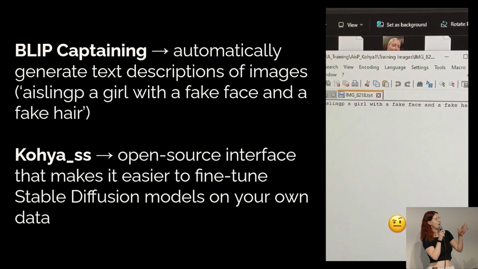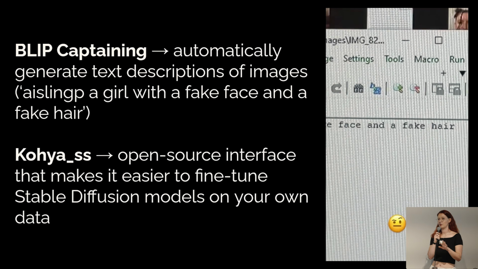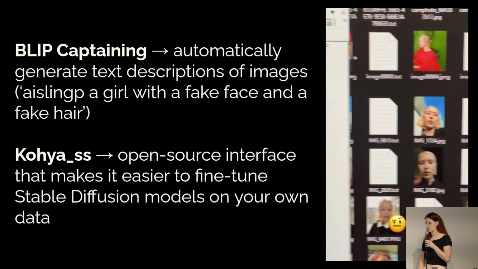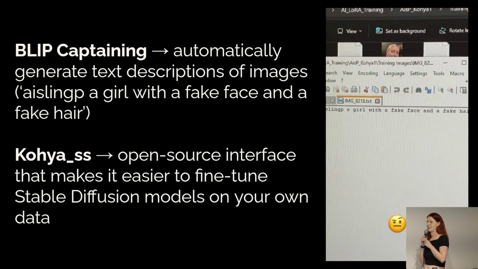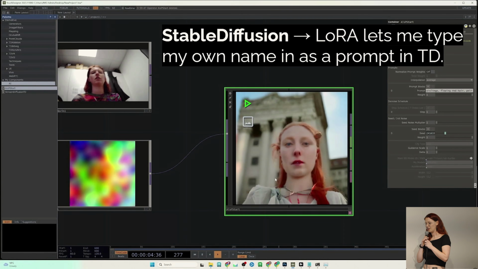And then I used that in Kohya, which is an open source interface. Basically it just allows you to fine-tune pre-existing Stable Diffusion models without having to code everything from scratch. So thank you, Kohya. Once the model was trained, I was able to put my own name in as a prompt, you see the small writing over here, in Stable Diffusion in TouchDesigner. This version is just being run by an animated noise style, which makes the images change over time.